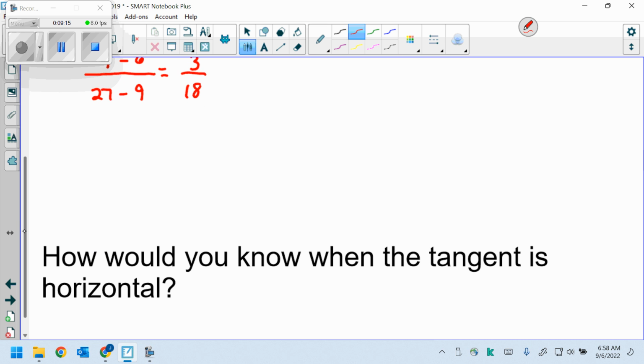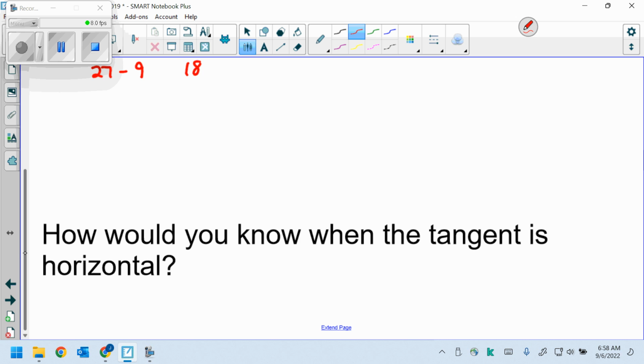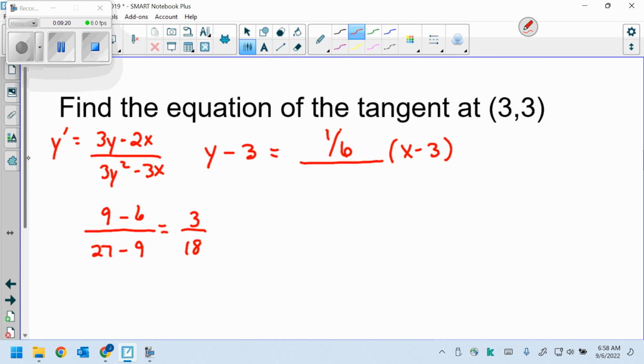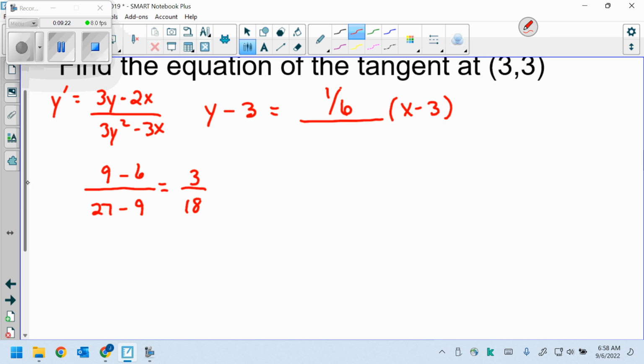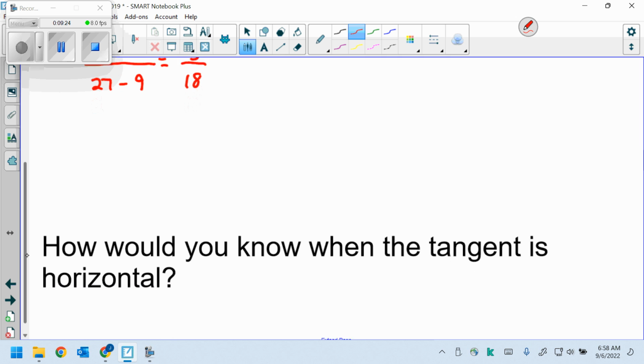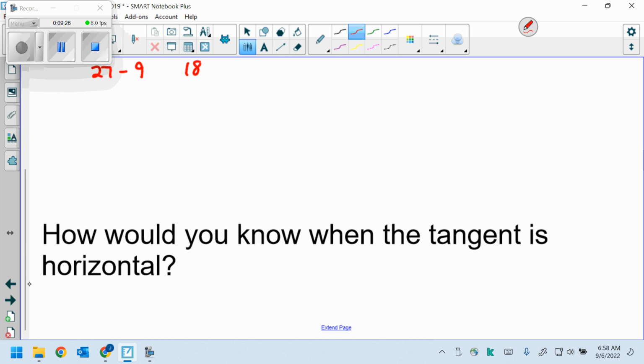Now, how would you ever know? Whoopsie, I'm sorry, I jumped quickly there, just checking out the bottom of the slide. How would you ever know if a tangent is horizontal? How would you ever know that this strange function has a horizontal tangent? And if you're thinking it's because the slope would be equal to 0, you're absolutely correct.